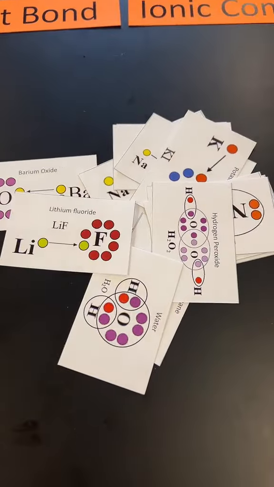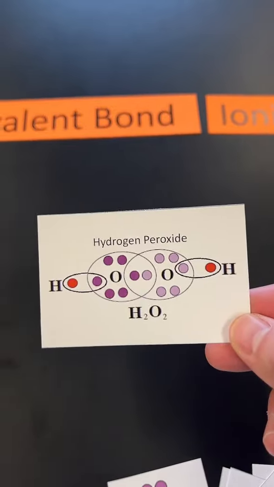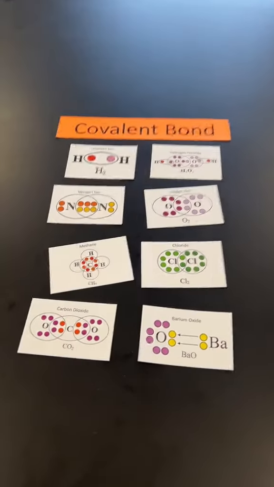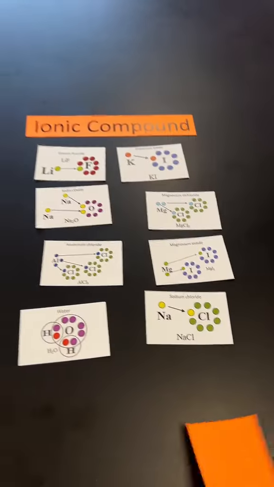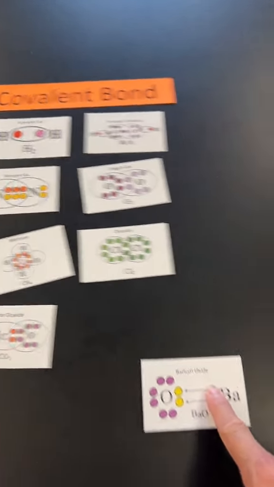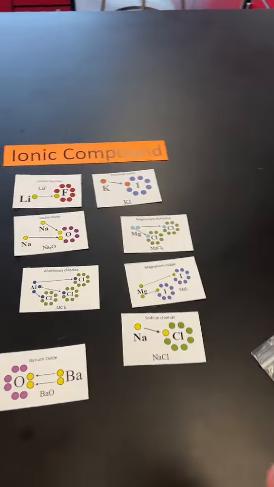The students have to organize these cards into either an ionic or covalent bond. For example, this shows a covalent bond, while this shows an ionic bond. After the students are done, they have to check their work using the answer key I provide them. For instance, you can see this one shouldn't be in this column, and this one should be over here in this column. So this is how they check their work and assess how they did.